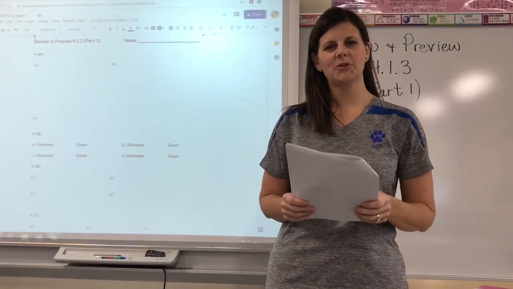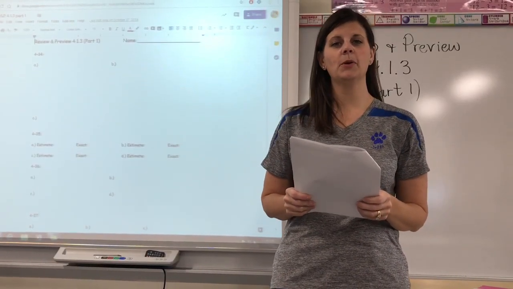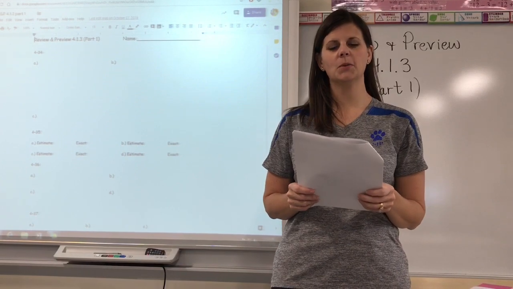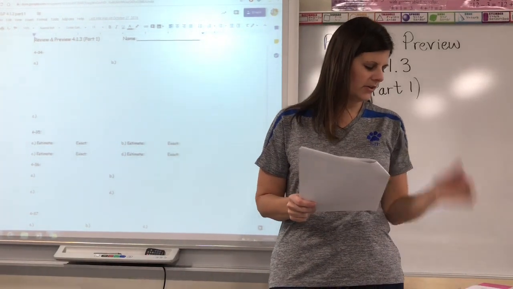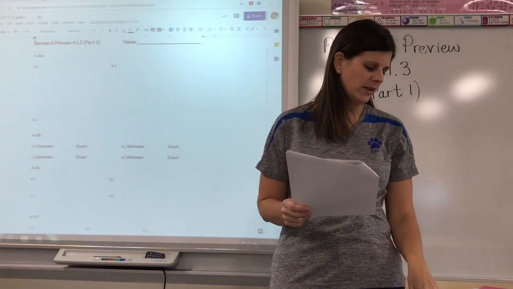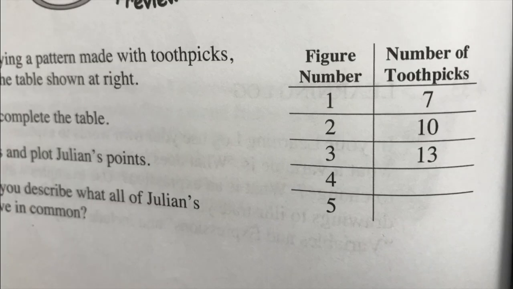We are ready to talk about directions for review and preview 4.1.3 part 1. For question 34, they start you off with a table. And part A asks you to copy the table and then complete the table. There should be two values that are missing for the number of toothpicks.